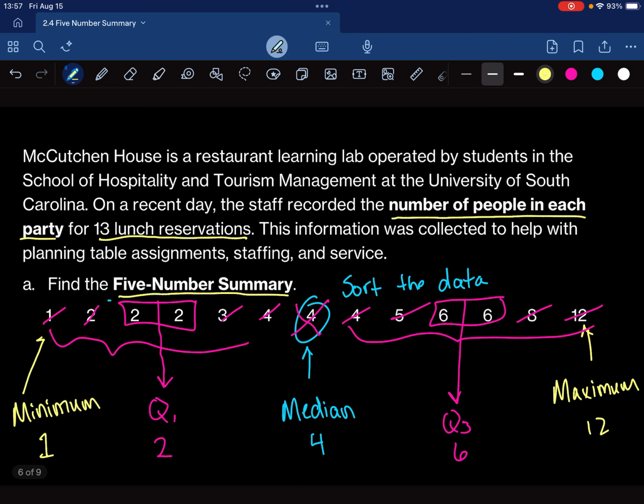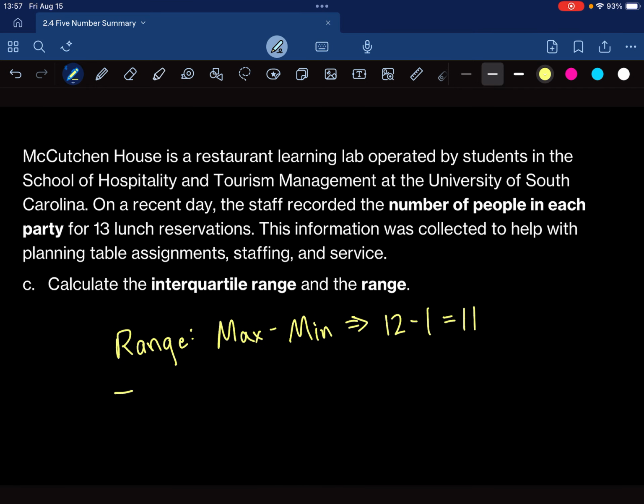And for the interquartile range, we need to subtract Q3 minus Q1. So Q3 was 6 and Q1 was 2. So for the IQR, we're going to do Q3 minus Q1, which is 6 minus 2, which gives me 4. So those are the 2 numbers that we need.